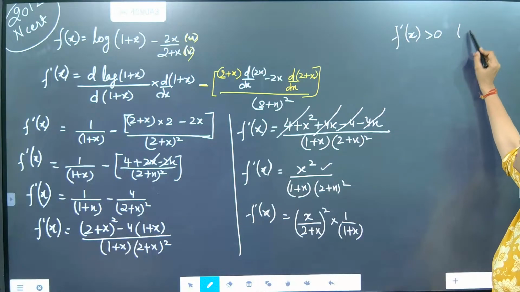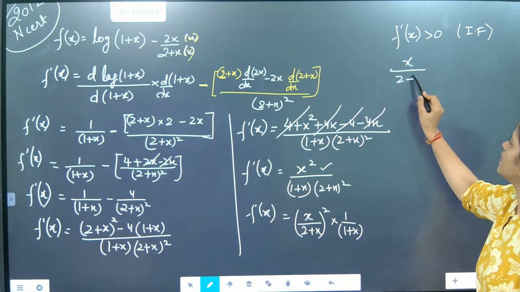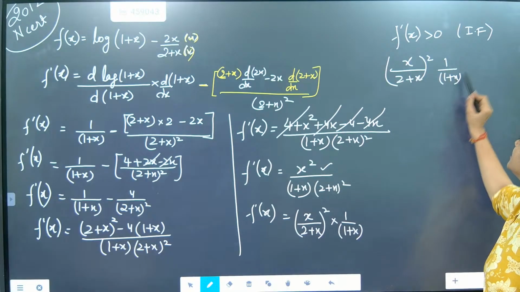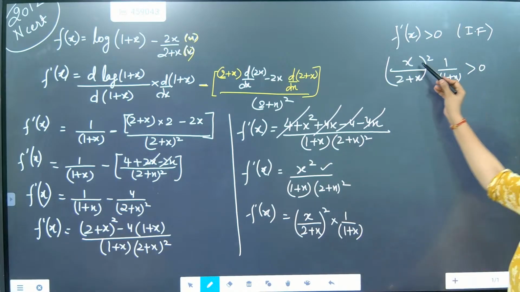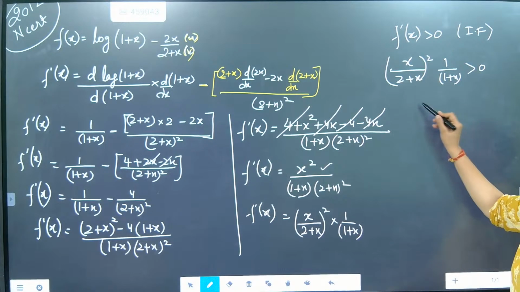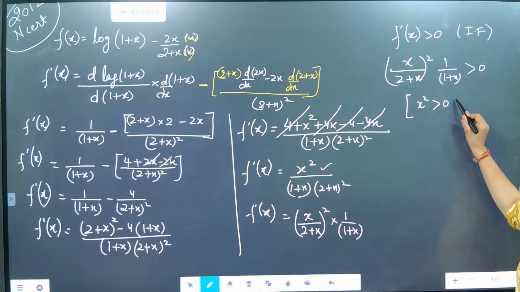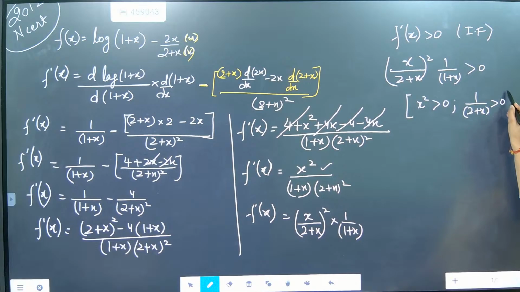Now what will we write for the increasing function? This part, x by 2 plus x whole square into 1 by 1 plus x, is strictly greater than 0. But what is the problem here? Our problem is again the square. When a square is there, it will always be greater than 0. And the other part, 1 by 2 plus x, will always be greater than 0 because it is a square. Understood? So the square section will always be greater than 0.